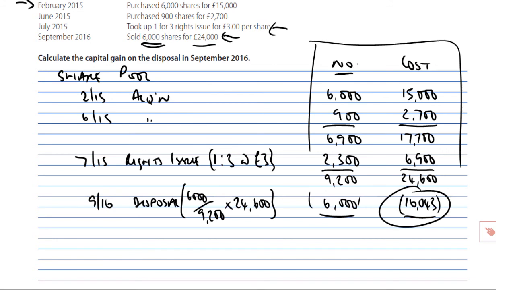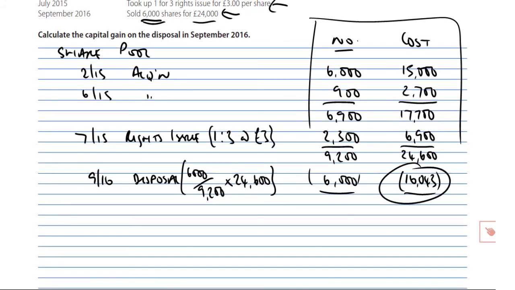Therefore, in your gains calculation, if we had to write it out, we would have sale proceeds, £24,000 we were told. Cost, reference to our share pool, £16,043. Take it away, so we're looking at a gain, all being well, of £7,957.